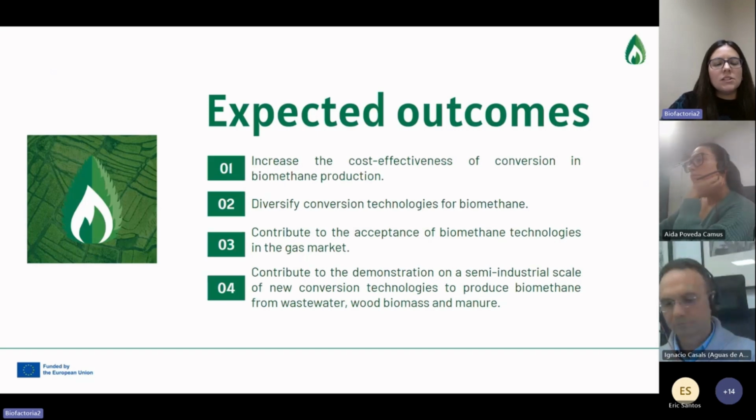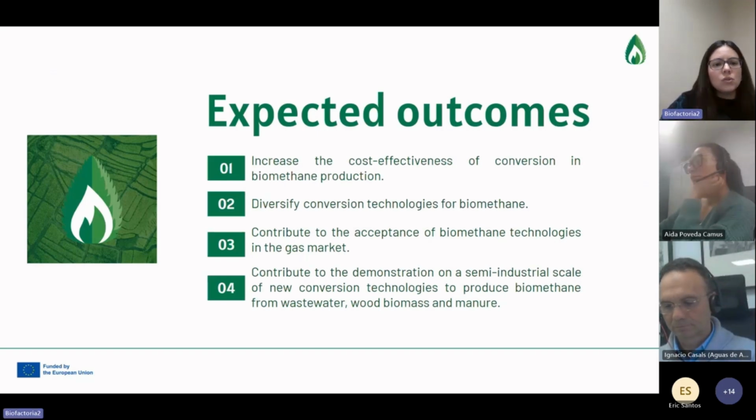The second one is to diversify the conversion technologies for biomethane. We have here 3 case studies where different technologies will be tested, also from different raw materials that are currently unrepresented in biomethane production, but show a high biomass potential in Europe.